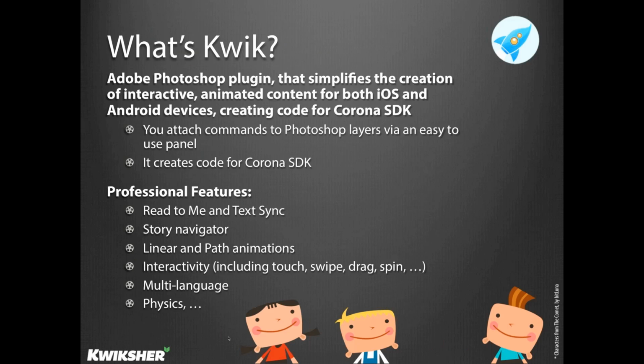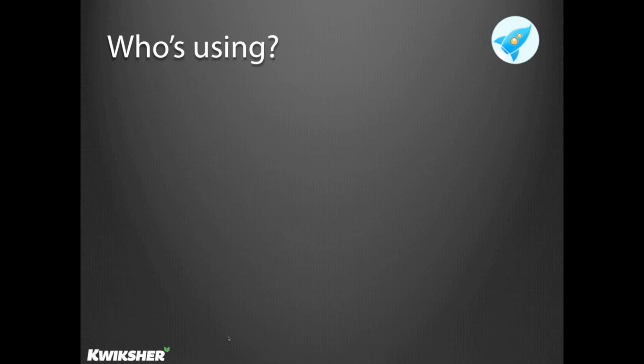And Kwik has been used by several people using professional features, especially for storybooks, like Read to Me, Text Sync, Store Navigator, as I showed you. You can have both linear or path animations. You have all kinds of interactivities. You can set multi-language projects, as I showed you, and you have physics. So, I mean, it's a pretty powerful tool that you can have to create pretty much anything that your mind can think about.